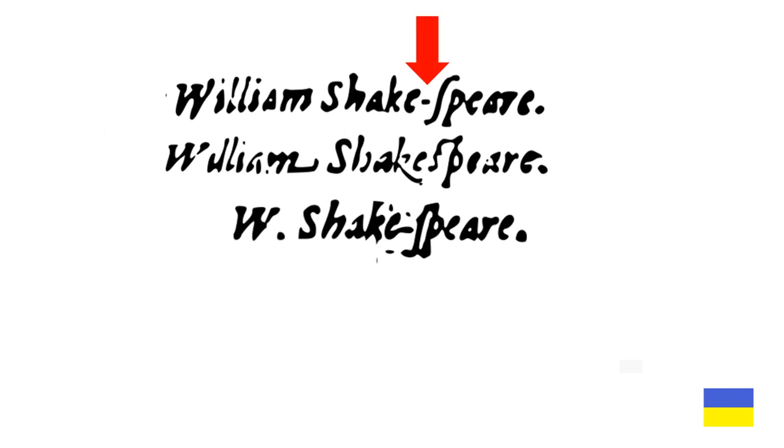The first name has the hyphen, also the dash, whatever you call it. The second one connects shake to spear by absolutely nothing. And the third one just has simply W, which could stand for Walter, William, Wyatt, or whatever.